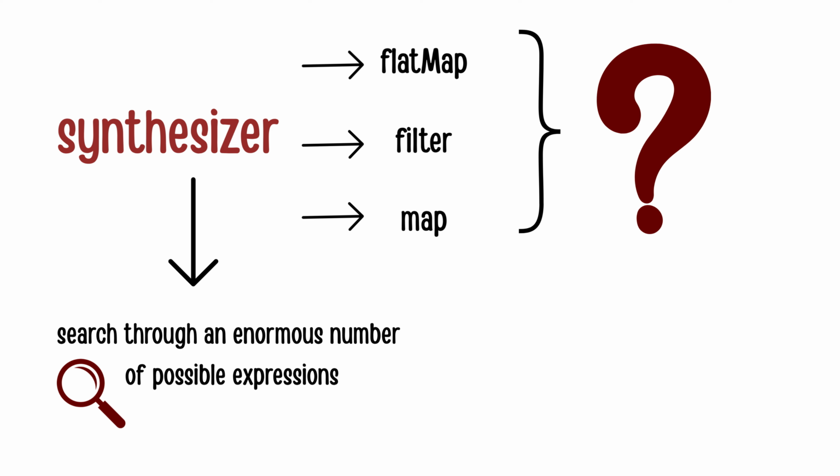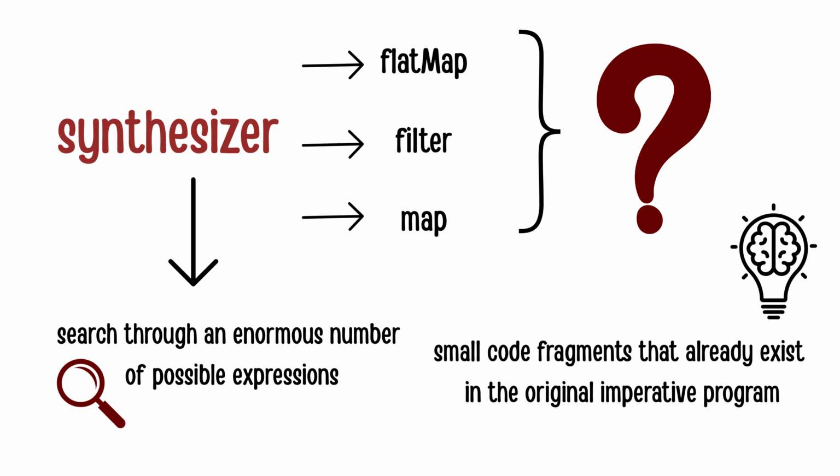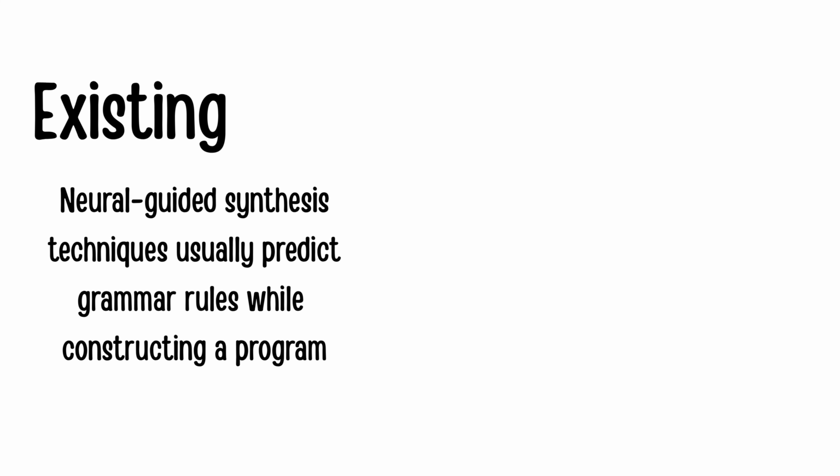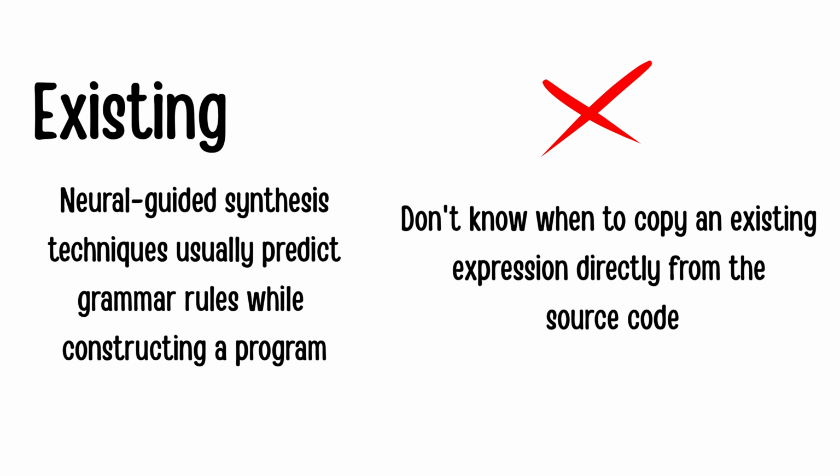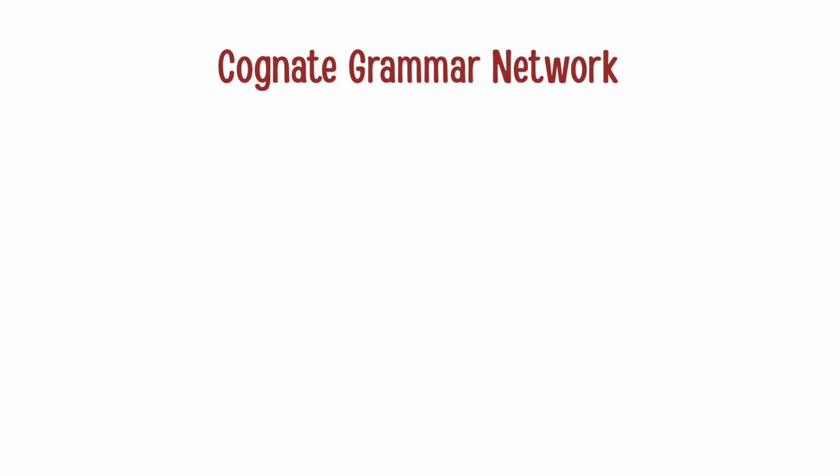But the authors make a much smarter observation. The arguments passed to these functional operators are usually not brand new expressions. Instead, they are almost always small code fragments that already exist in the original imperative program. This dramatically reduces the search space. Existing neural-guided synthesis techniques usually predict grammar rules while constructing a program, but they don't know when to copy an existing expression directly from the source code. To solve this problem, the authors introduce a new neural architecture called the Cognate Grammar Network.